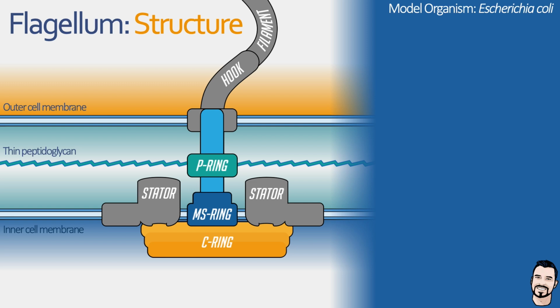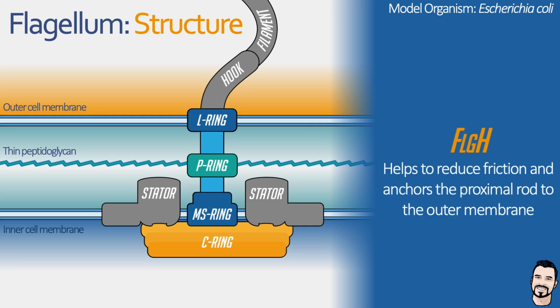And so we now come to the final structure of the motor complex, and that's the L ring, which is only seen in the outer membrane of gram-negative bacteria. It's composed of the protein FLGH, and around 26 copies of this protein assemble into a ring-like structure that interacts with the lipopolysaccharide layer of the outer membrane, hence its name.